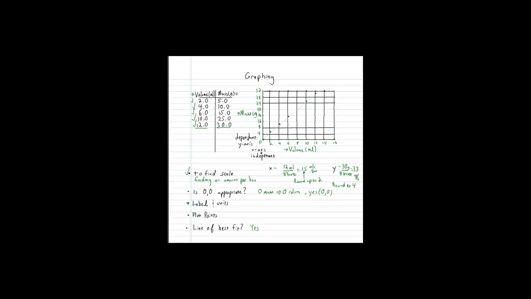It doesn't necessarily have to go through all the points, but it's the one that minimizes the distance between all the points and the line of best fit. Sometimes the line of best fit might not even go through any of the points, but in this case, I have a pretty good set of data, and it does, so let's do my line of best fit starting at 0, 0 and going all the way through. So, this is a great example of a graph, and we're going to be doing this a lot throughout the year, so it is important, and you're going to do it in math as well.